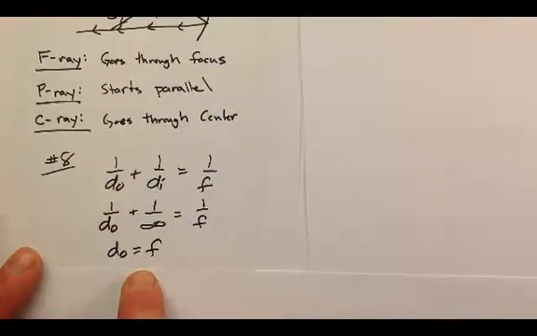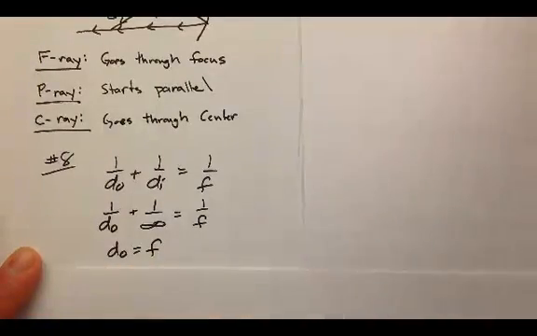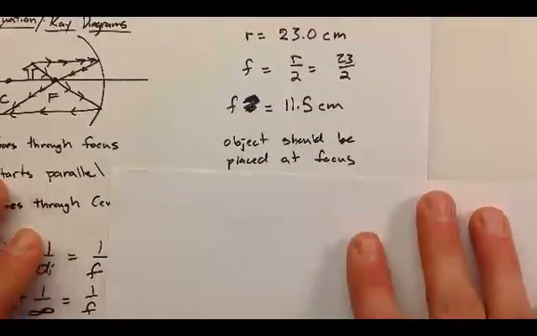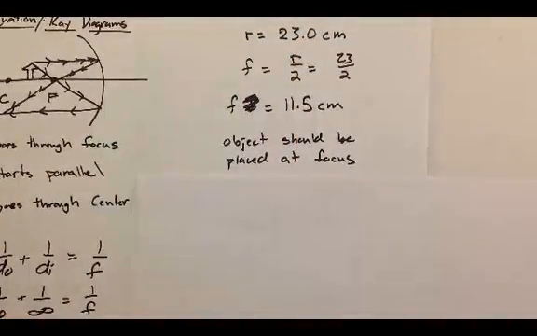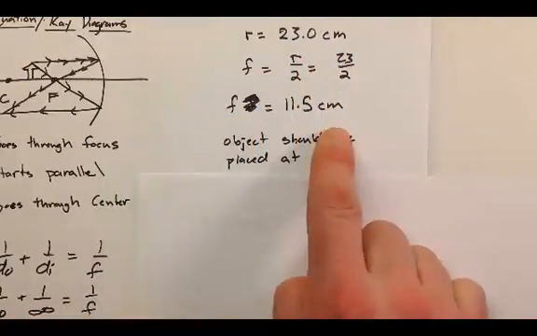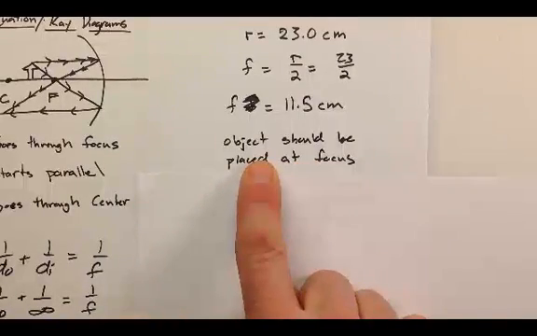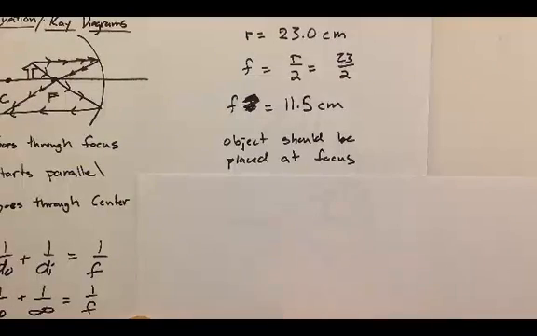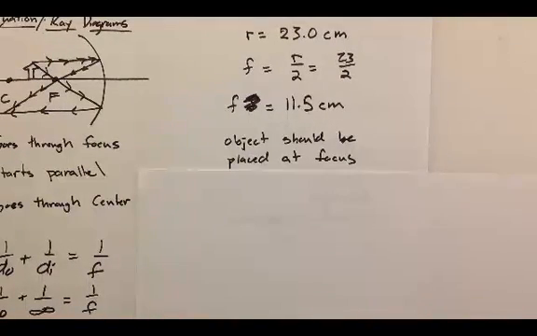So therefore, we would want to place the object at the focus. So solving for that, if the radius of curvature or center of the mirror is at 23 centimeters, the focus would be at half of that distance. So we would want to place the object at the focus, or 11.5 centimeters away from the mirror, in order to get the image to appear as if it's at infinity. Okay? All right, nice work, AP Physics students.